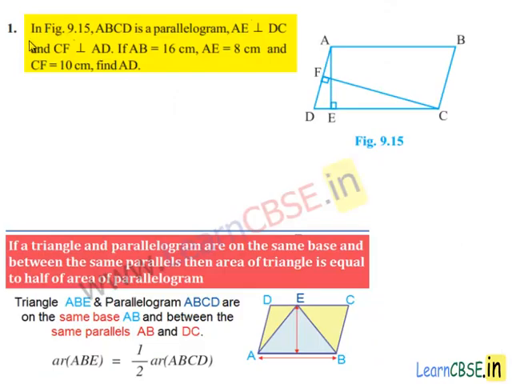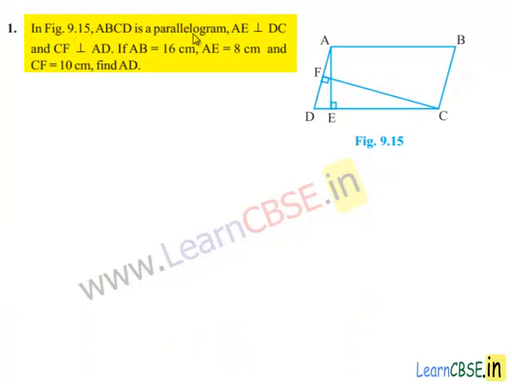Coming to the first question. In figure 9.15, ABCD is a parallelogram with AE perpendicular to DC and CF perpendicular to AD. If AB is equal to 16 centimeters, AE is equal to 8 centimeters and CF is equal to 10 centimeters, find AD. Now moving on to the solution.